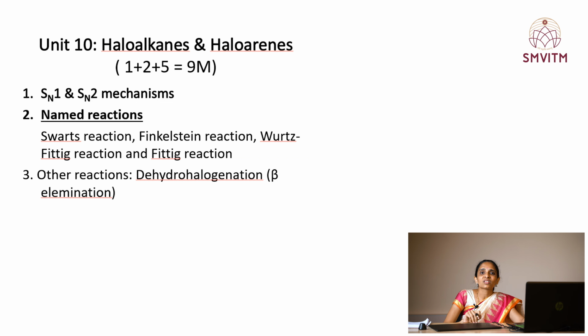Out of those 4, 2 are asked directly. For example, what is Schwarz reaction? Give an example. Directly they'll be asked, and 2 more can be asked indirectly. So this is the guideline.